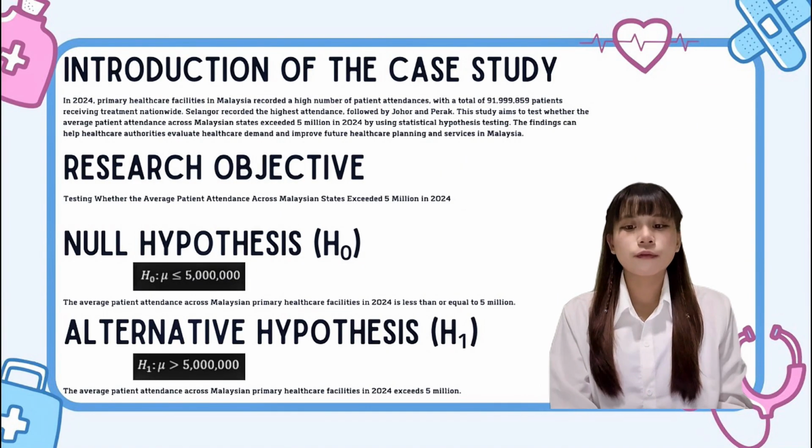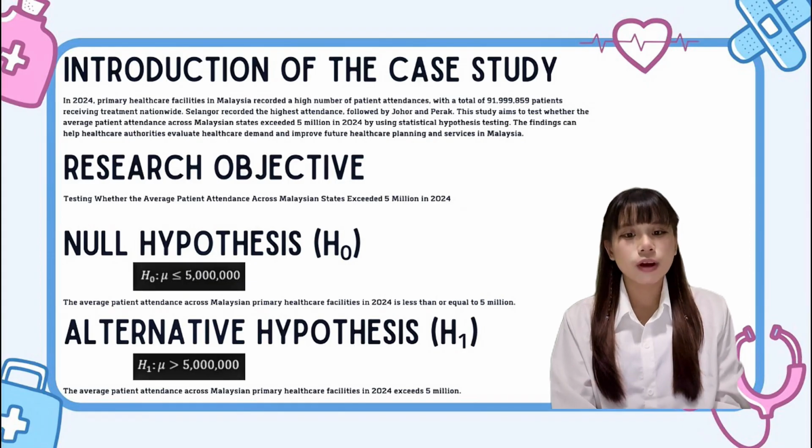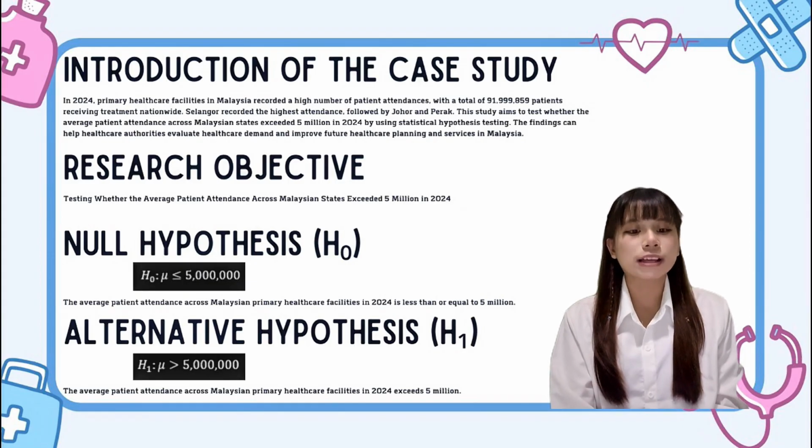In 2024, primary healthcare facilities in Malaysia recorded a high number of patient attendance. Selangor recorded the highest attendance, followed by Johor and Perak. The findings can help healthcare authorities evaluate healthcare demand and improve future healthcare planning and services in Malaysia.